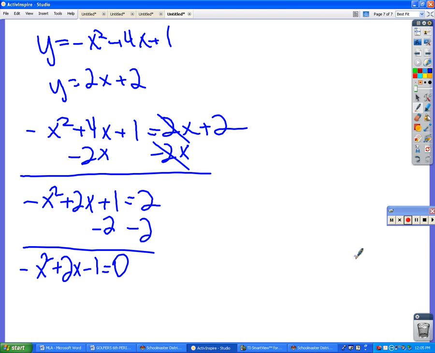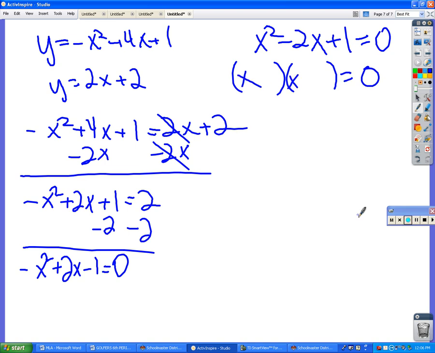So I'm going to multiply everything by negative 1. So I'm going to change the negative x squared to a positive x squared. I'm going to change the positive 2x to a negative 2x. And I'm going to change the negative 1 to a positive 1. Do I have to change the positive 0 to a negative 0? That doesn't even make sense. Okay, so now I'm ready to factor.